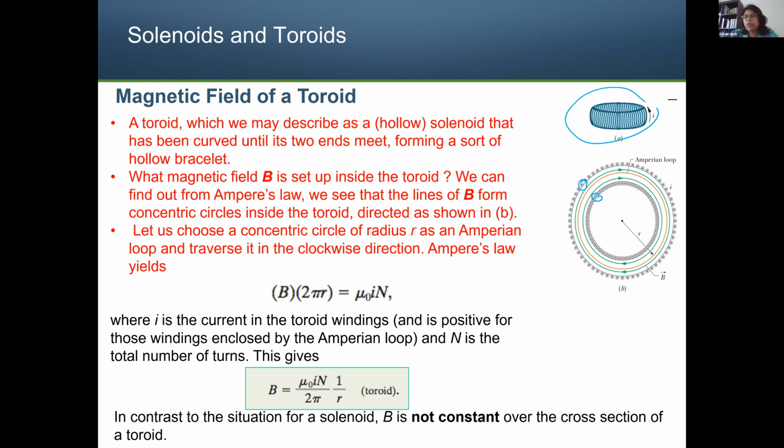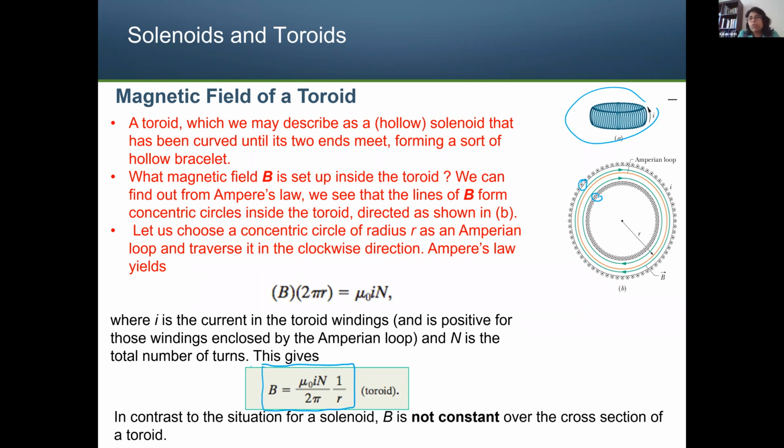So each portion of each turn of the wire has the same features. So now in a toroid, you can again use Ampere's law to calculate it. If you calculate the magnetic field on the toroid, your equation will be this one by using Ampere's law.